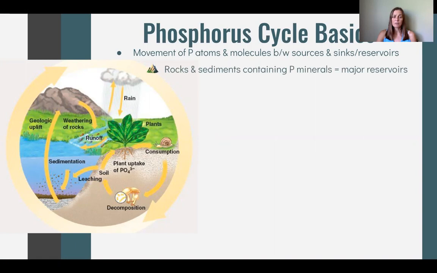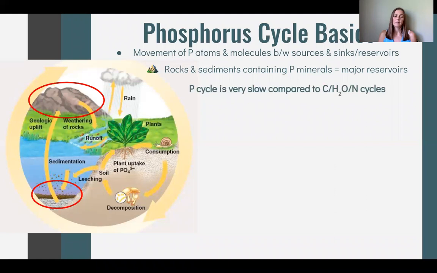Our major reservoirs in phosphorus are significantly different from carbon and nitrogen, because our major sources in the phosphorus cycle are rocks and sediment. This means that the phosphorus cycle is incredibly slow. The carbon cycle works relatively quickly and can be accelerated with things like combustion. The nitrogen cycle is even quicker than the carbon cycle, but the phosphorus cycle, because it requires the weathering of rocks, is very, very slow.